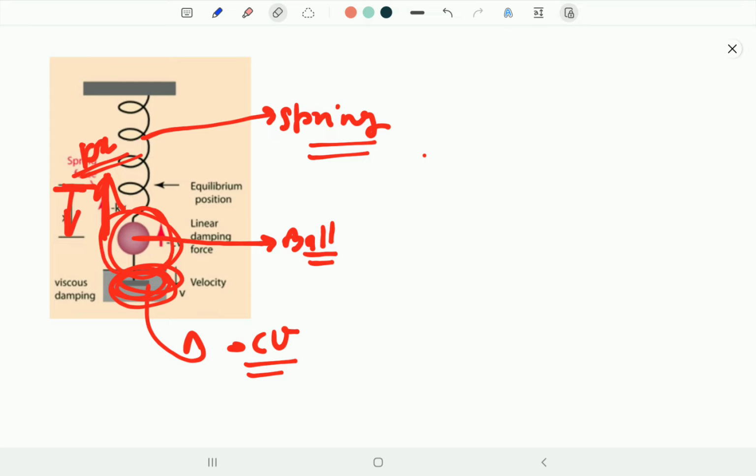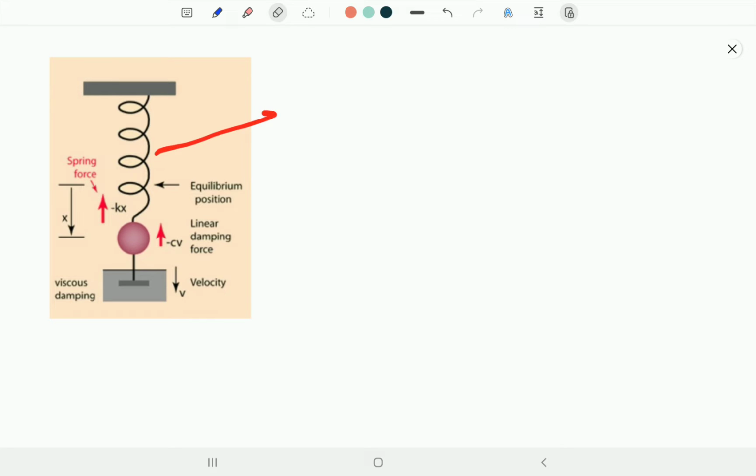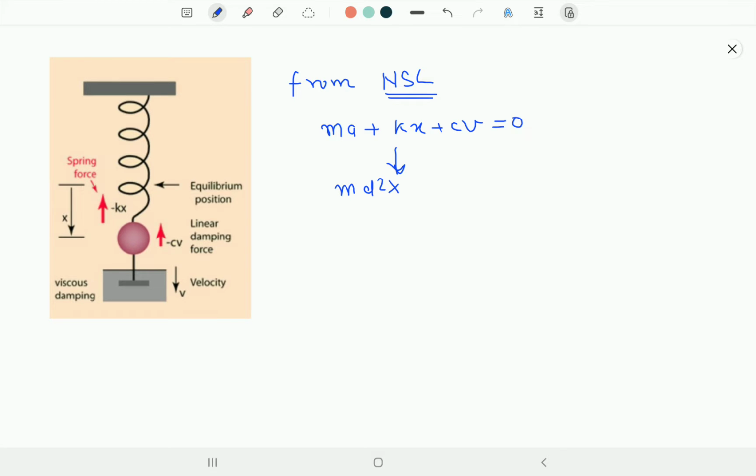So now we have to write the equation of motion for this ball. Writing the equation of motion for this ball, we have to consider Newton's second law. So from Newton's second law, we can write ma plus cv plus kx is equal to 0. And once you write it in the differential format, it would be m d2x by dt square plus c dx by dt plus kx is equal to 0.